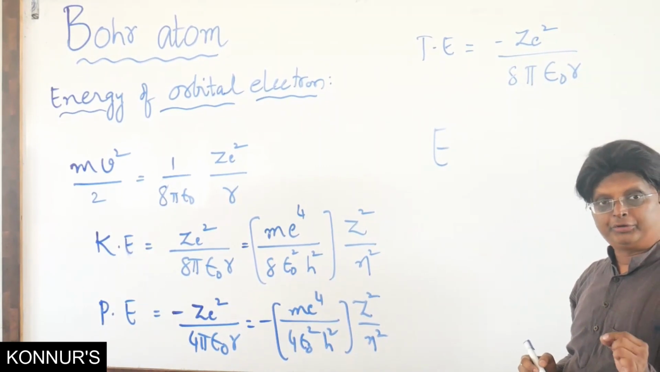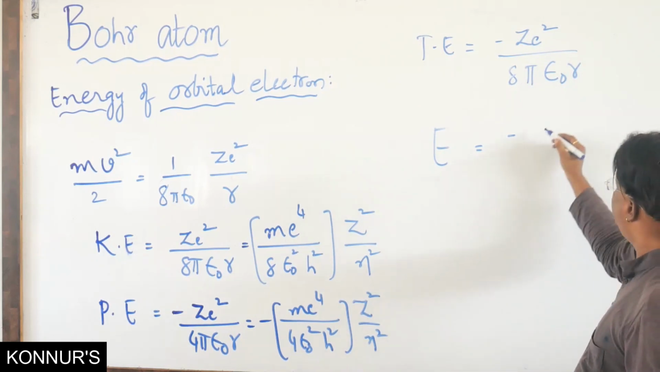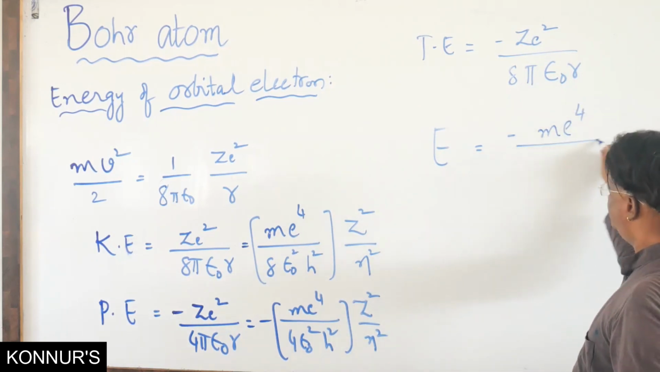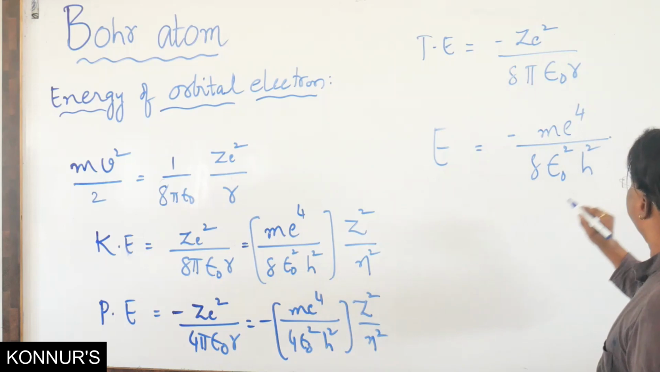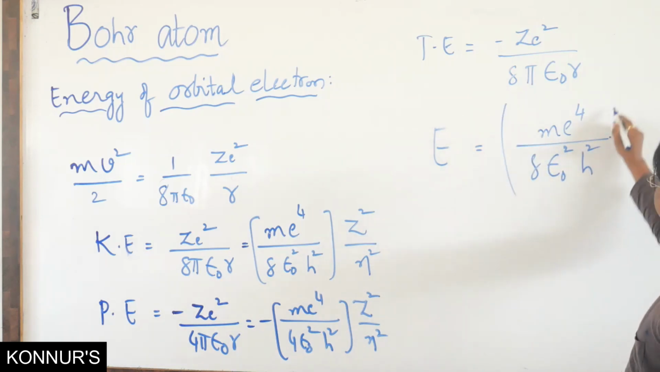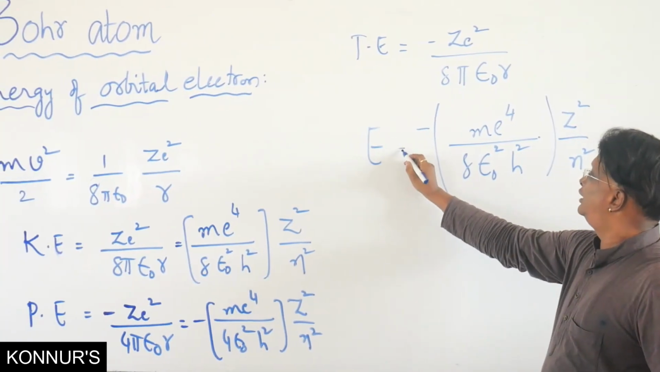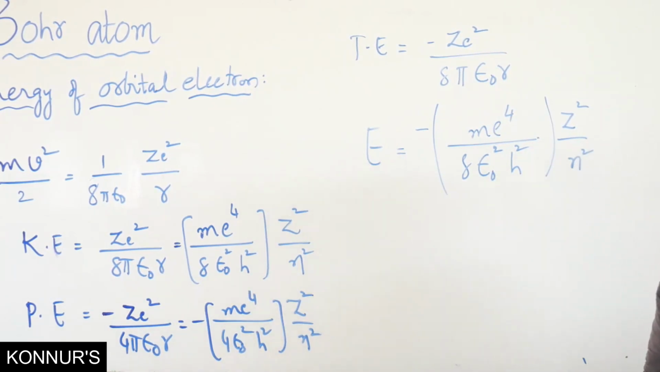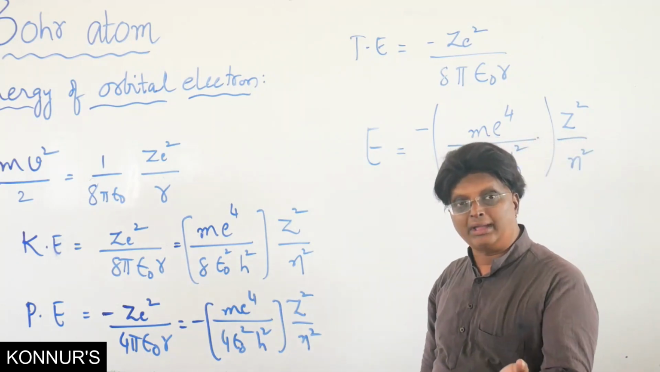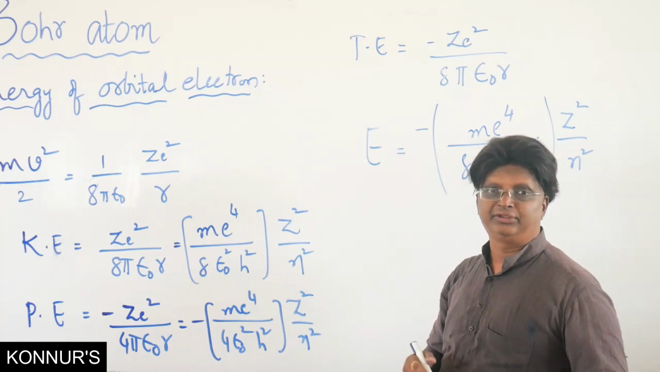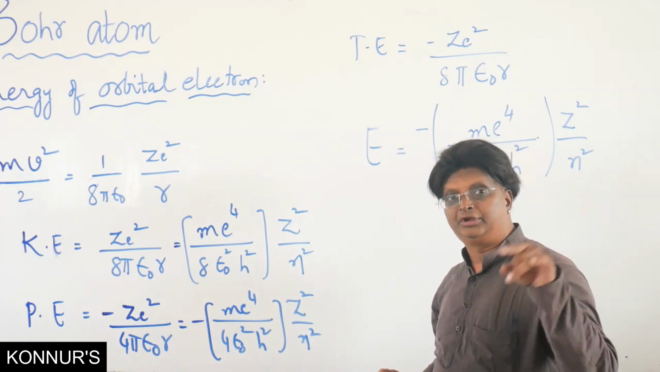Energy of the orbital electron in the nth orbit E is equal to, as I have to do, negative of kinetic energy: minus m e to the power 4 by 8 epsilon naught square h square, times, of course, this Z square by n square. Do remember, along with the negative sign we have to use it. So all those stationary orbits in the hydrogen atom have negative energy. Why? It can be a question for assertion-reason or true and false, because the potential energy is negative and it is double that of kinetic energy.